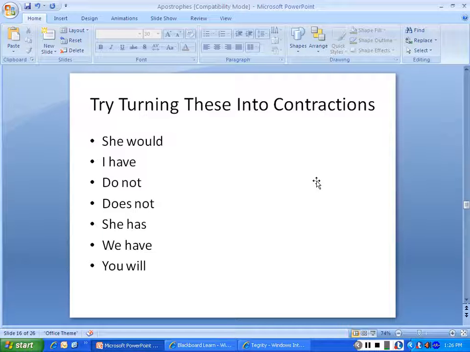Here's a trick. Imagine a sentence that uses the phrase like she would like to go to the concert, and then imagine yourself saying it very quickly, where you would want to run the words together to make the sentence shorter. She would like to go to the concert. How would you say that if you were taking a shortcut? Take a minute and pause the video if you need to while you turn these into contractions.